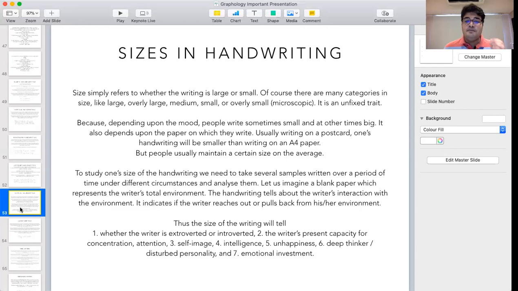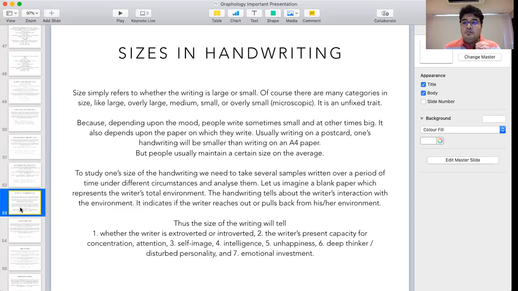It also depends on the paper on which they write. Usually, writing on a postcard, one's handwriting will be smaller than writing on an A4 size paper. But people usually maintain a certain size on the average. To study one's size of handwriting, we need to take several samples written over a period of time under different circumstances and then analyze them.